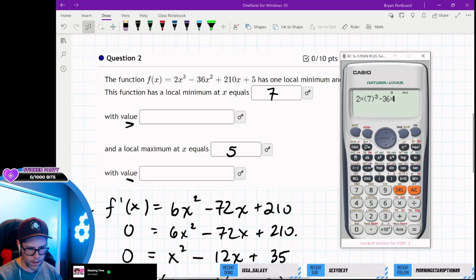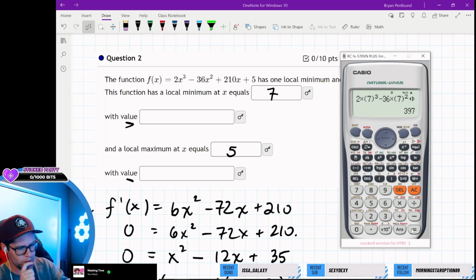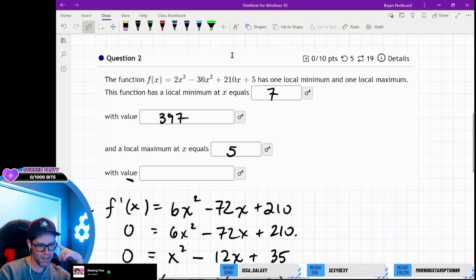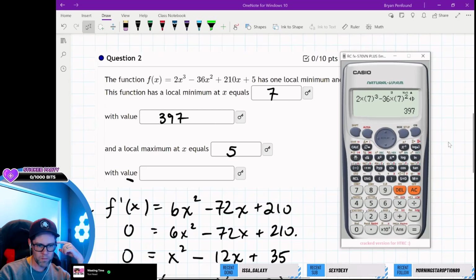Minus 36 times 7 squared, plus 210 times 7, plus 5. So the value at 7, this should be the minimum value, which is kind of crazy. So the minimum value should be 397. That's weird. That doesn't feel like a minimum, but let's see what happens at 5.